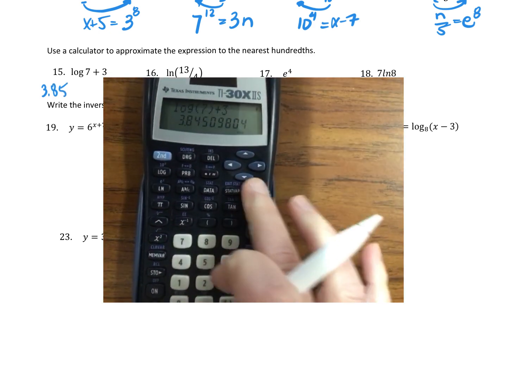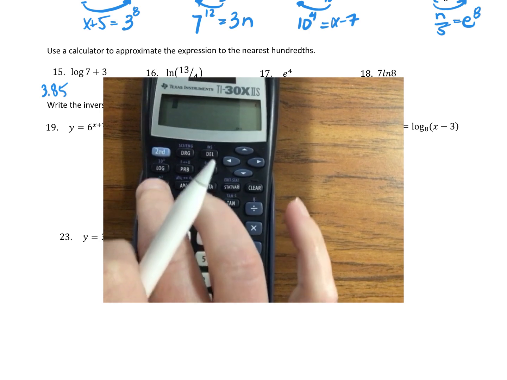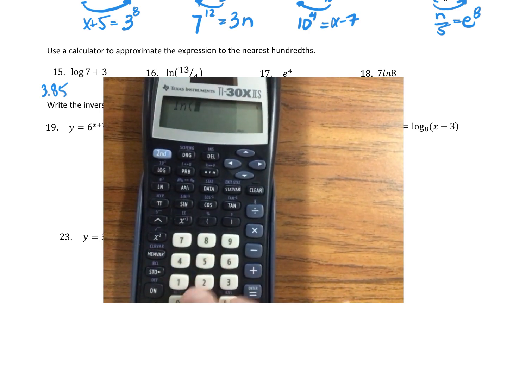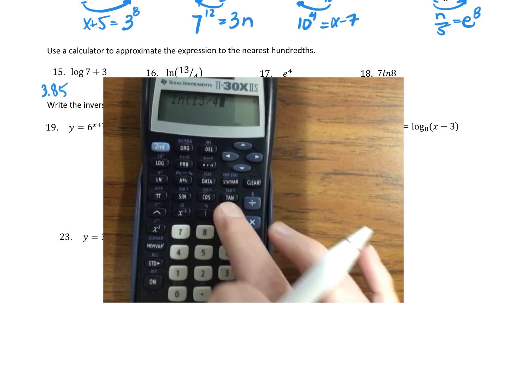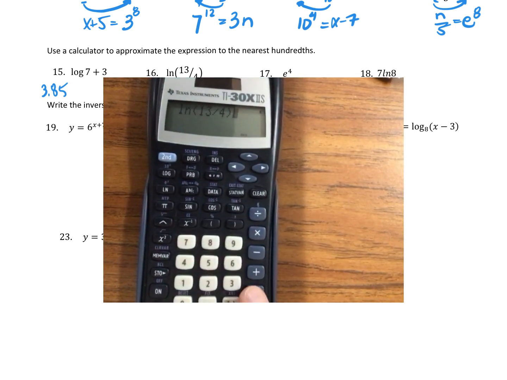The next one is the natural log. That's the ln button of 13 divided by 4. So we can do 13 divided by 4 in the parentheses. Close the parentheses at the end there.